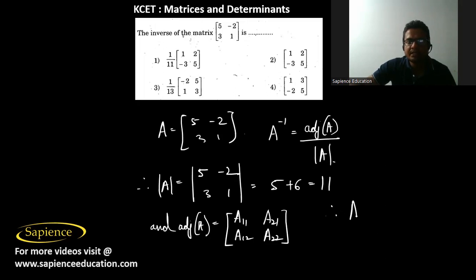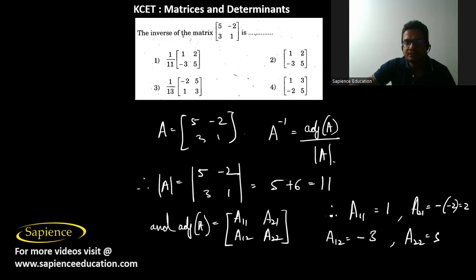So now therefore here A11 will be equal to, we have to remove the first row and first column, so that is 1. And similarly A12, that is minus 1 whole power 1 plus 2, that is minus, and then we have to remove the first row and second column, that is minus 3. Then similarly A21, that is minus, of second row and first column we have to remove, so that is minus of minus 2, that is 2. And similarly A22, that is second row and second column we have to remove, so that is 5.